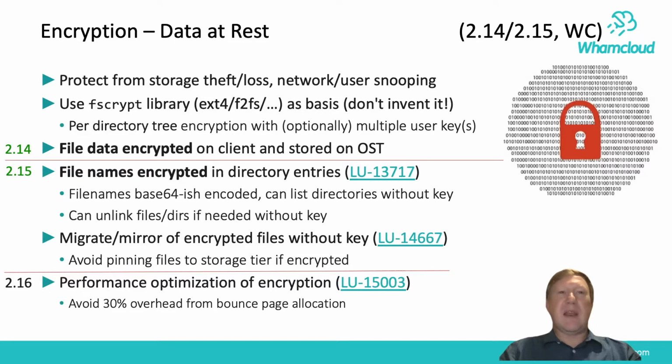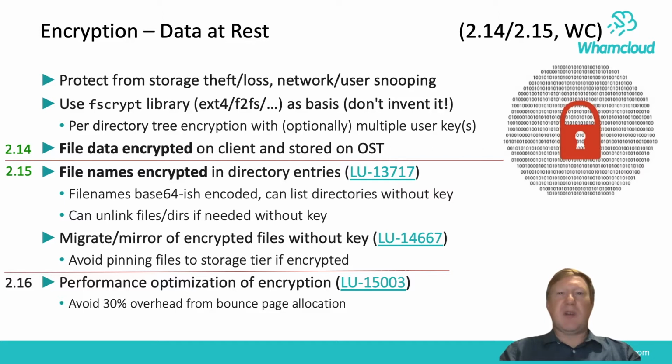In 2.14, we had data encryption for the OST objects, and new in 2.15 is encryption of the file names. There was some semi-complicated work done here to allow file name encryption to work properly with DNE, with hashed file names and such across multiple MDTs. Similarly, since this is based on fscrypt in the upstream kernel, the same sort of features and limitations apply.